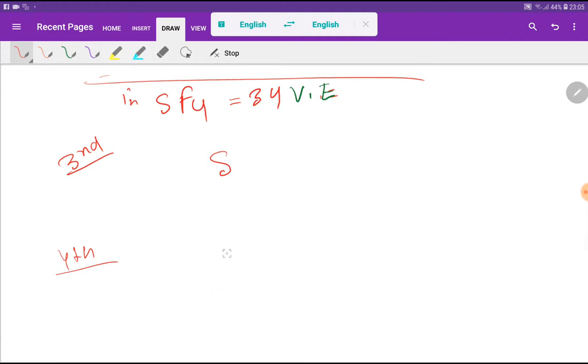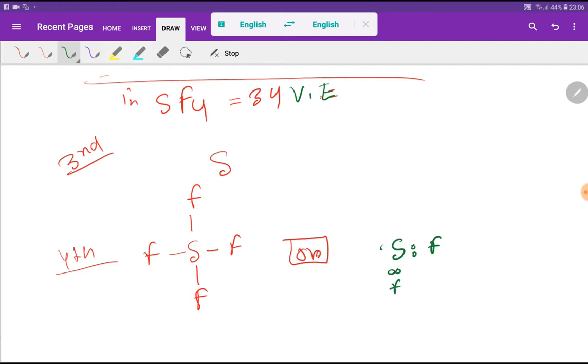In the fourth step, I have to connect the central atom with outer atom. Here, outer atom is fluorine, by a single bond, right? So we have connected 4 fluorine atoms with the central atom. One line means 2 valence electron, right? Look at here. So I can express this structure like this: sulfur. Right, this structure and this structure is the same.